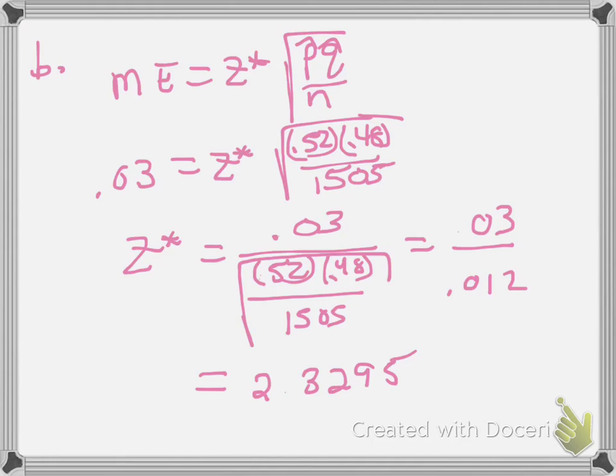All right, so notice what I got here. I got 2.32. What I want you to do is go to your normal distribution chart, and I'm looking up at my table, and I'm going to look up 2.32. All right, so 2.32 is 0.9898. So I get 98.98%. All right, so that's going to be roughly what?